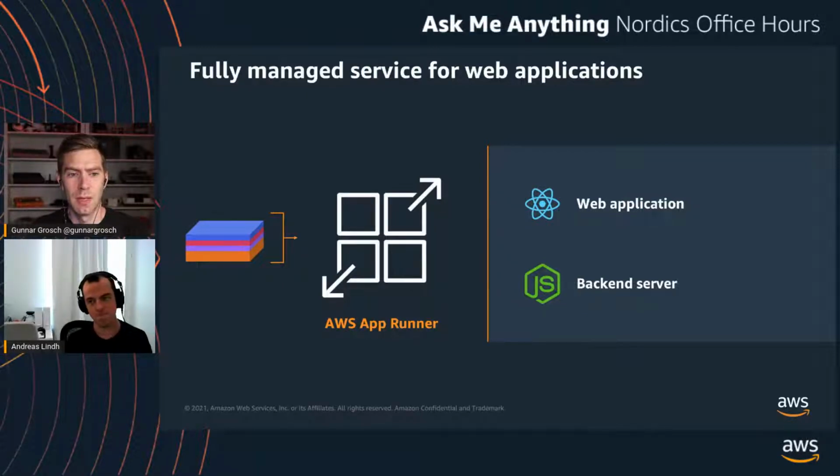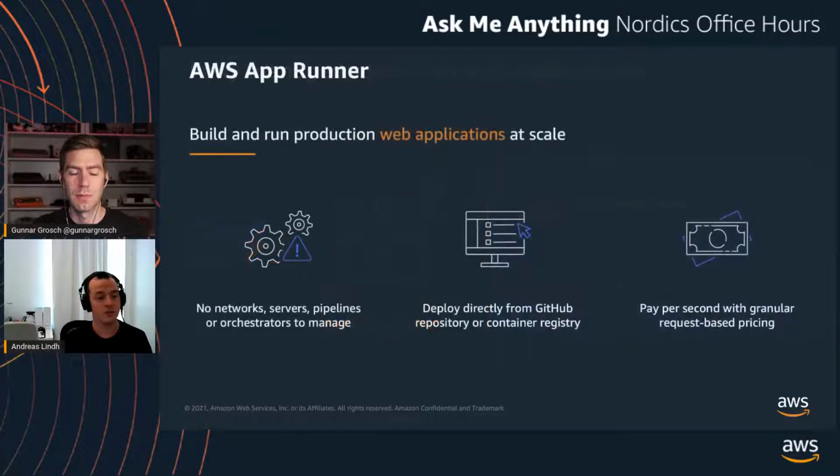Cool. So good question, Gunnar. With AWS App Runner, you don't have to necessarily think about network servers, pipelines, or orchestrators such as ECS or EKS, and you can deploy your code directly from GitHub or from ECR, Elastic Container Registry. And the pricing is as you go.